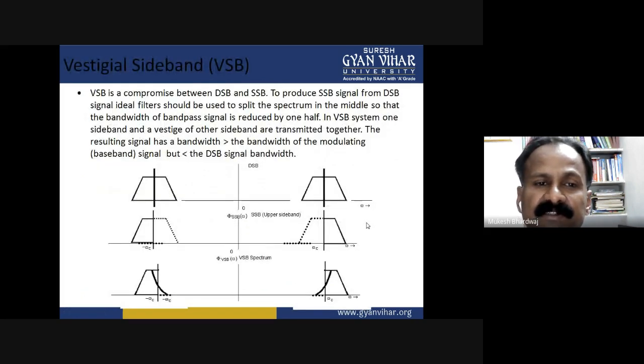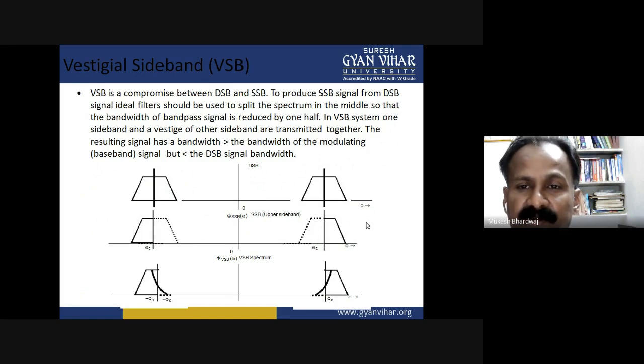Vestigial sideband, VSB, is a compromise between DSB and SSB. To produce an SSB signal from a DSB signal, an ideal filter should be used to split the spectrum in the middle so that the bandwidth of the bandpass signal is reduced by one half. In a vestigial sideband system, one sideband and the vestige of the other sideband are transmitted together. The resulting signal has a bandwidth greater than the bandwidth of the modulating baseband signal, but less than the double sideband bandwidth.